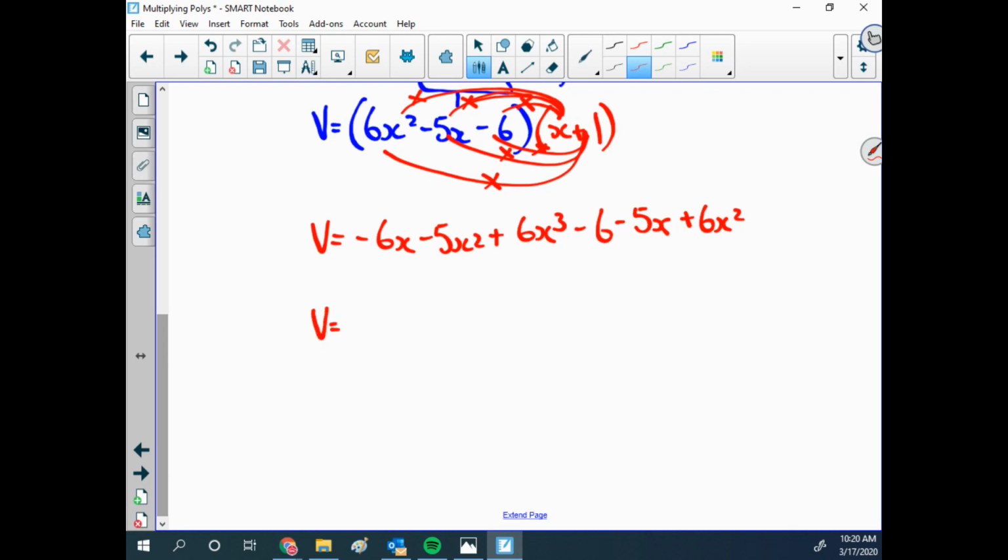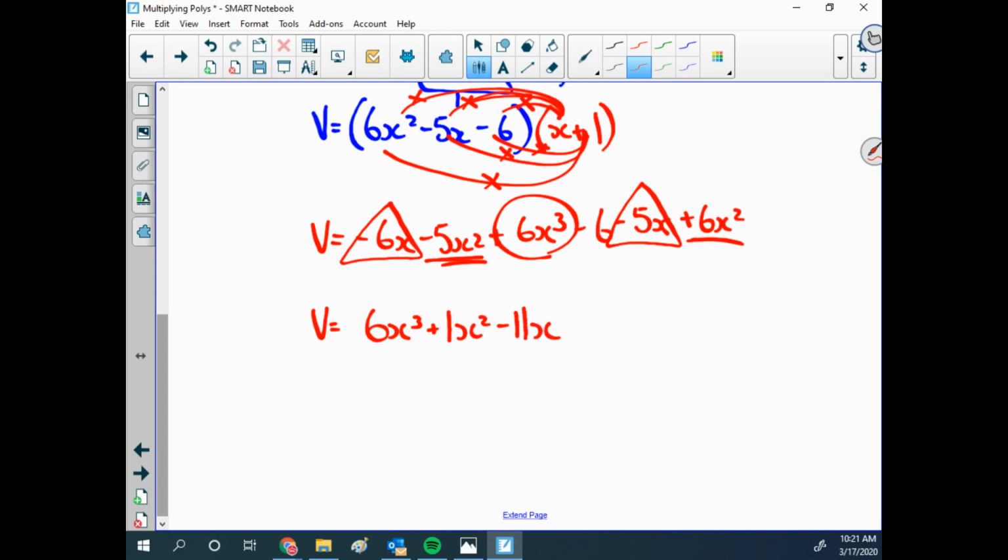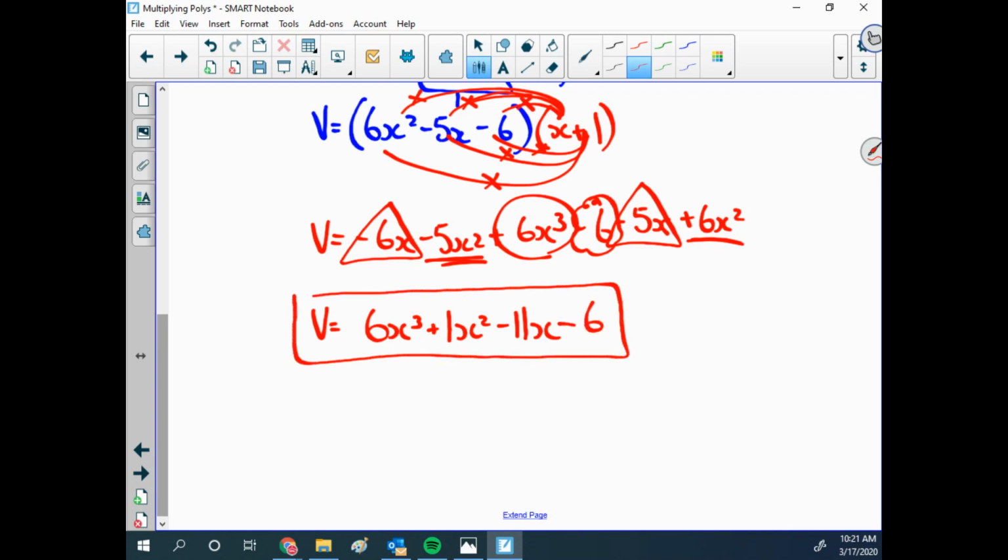So my volume, and anytime we're answering with a polynomial, we start with the highest degree to the lowest degree. So I would start off with the 6x cubed. Then I can combine -5x squared and a positive 6x squared, so a positive 1x squared. -6x and a -5x could combine together to give me a -11x, and this constant is just by itself, so -6. So that would be the volume of that cube.